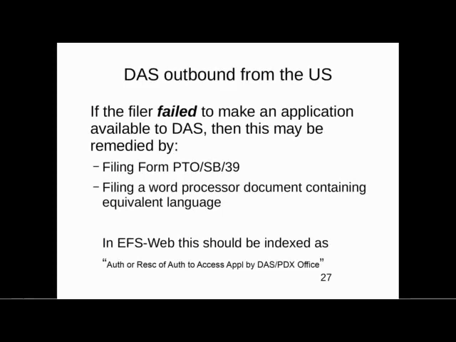Well, you use PTO/SB/39, or if you want to, you can make a document of your own devising in your word processor that contains the same language that's in Form SB/39. I don't recommend that. I recommend using the official form, because then the government clerk at the patent office will instantly understand what you mean if you use SB/39. And then in EFS-Web, use the correct indexing term, authorization to access application by DAS office.